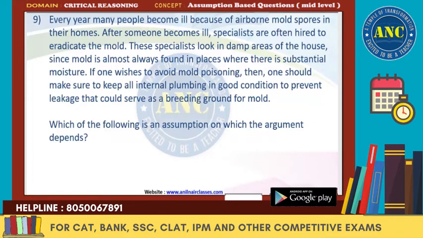So what is the basic structure for this argument? It is the fact that mold is always found in places where there is substantial moisture, right? So that is the basic structure of the argument. So for us to avoid mold and the resultant mold poisoning, people should take steps to prevent wet areas. Now, what does the argument assume? It assumes that wet areas occur first, causing mold to grow. And conversely, this assumption requires that mold growth itself does not occur first, creating wet areas as a result.